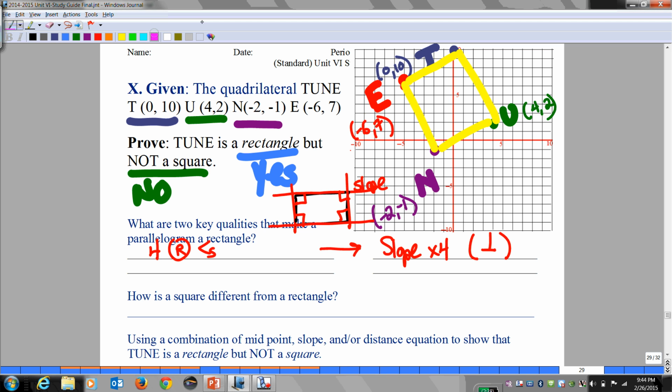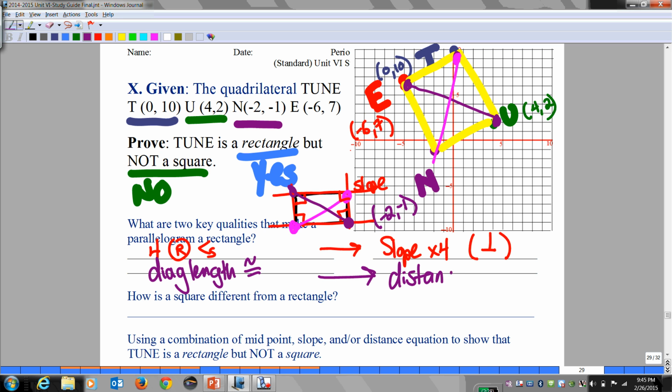Or another thing that's unique to a rectangle, draw on the diagonals. And we know in a rectangle, the length of one diagonal, like E to U, has to be the same as the length of the other diagonal, T to N. The diagonal lengths are congruent. And that's going to make it a rectangle. And if I were to do that, I would have to use the distance equation.